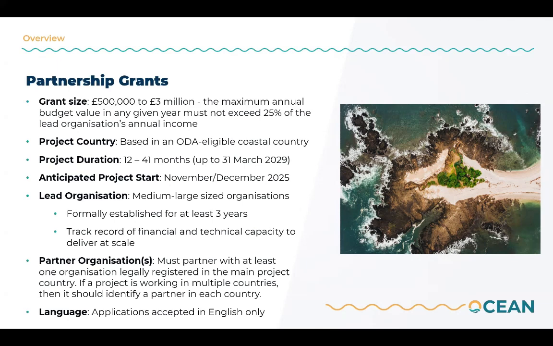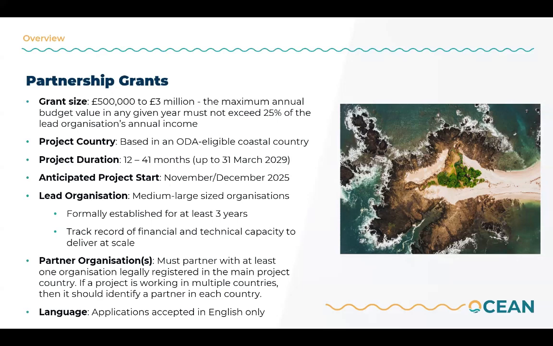The project should be based in an ODA eligible country. You have the list in the website, but also in the FlexiGrant platform. The project should last at least 1 year and maximum 41 months, up to 31st of March. The projects will start at the end of this year, around November, December. And lead organizations should be medium or large size organizations, which means they need to be formally established for at least 3 years, and they should have a track record of financial and technical capacity to deliver at scale.